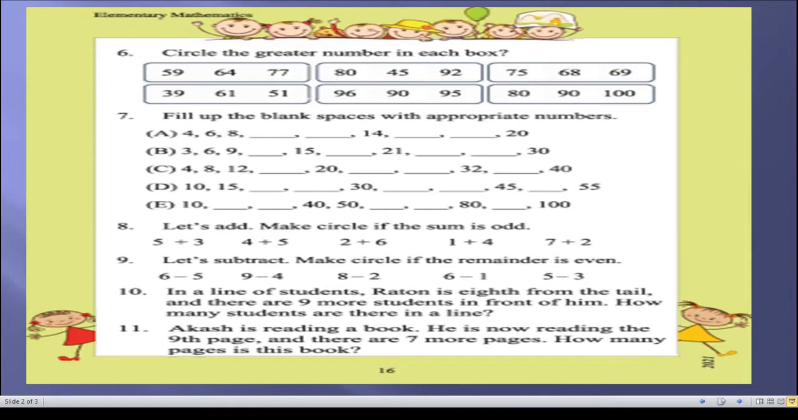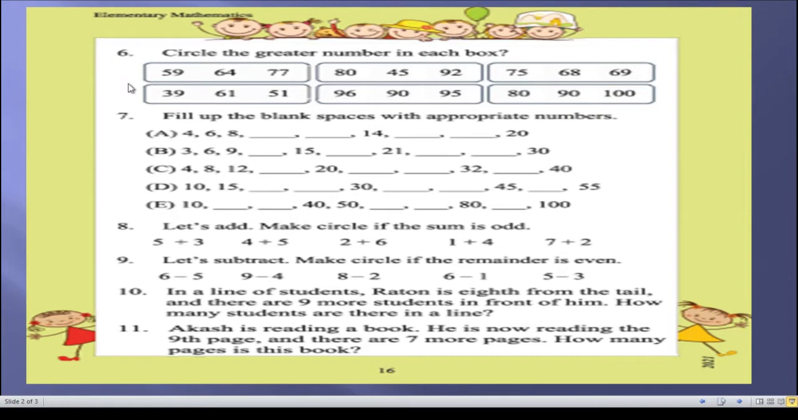Here in question number 6, the author asks us to circle the greater number in each box. Here you can see there are almost 6 boxes, and in each box there are 3 numbers, and the author asks which number is greater than the other numbers.